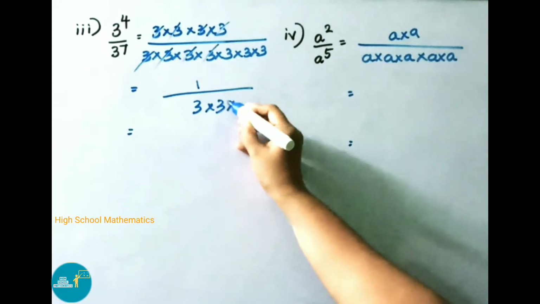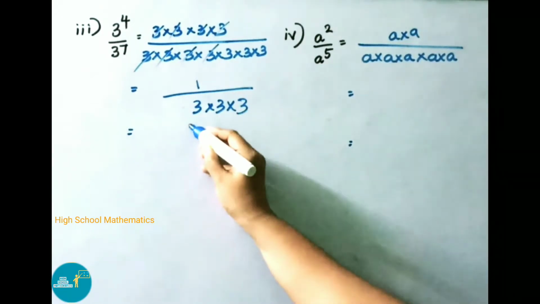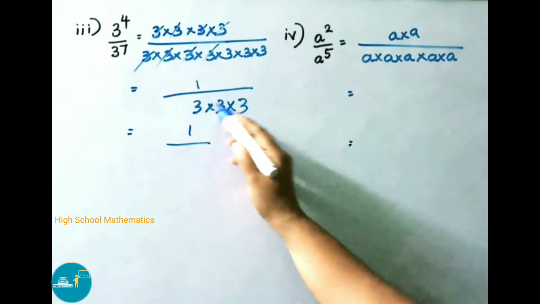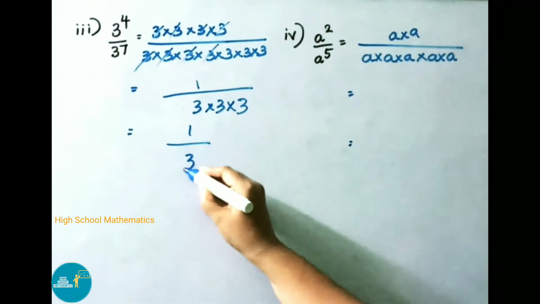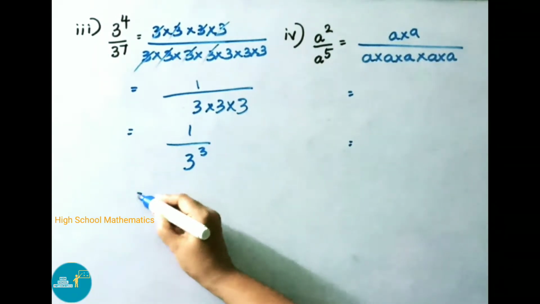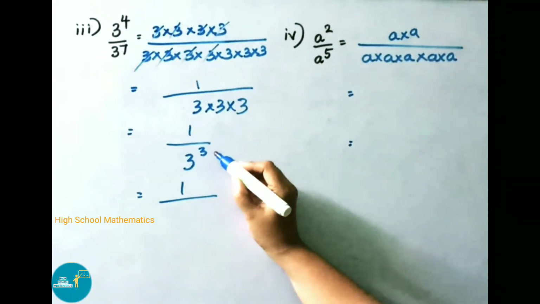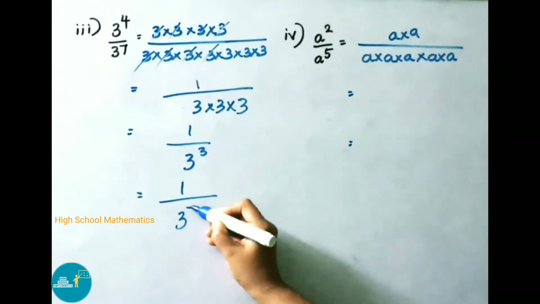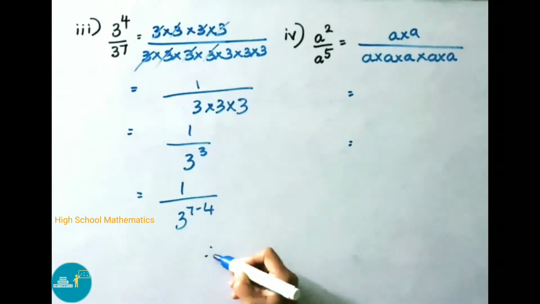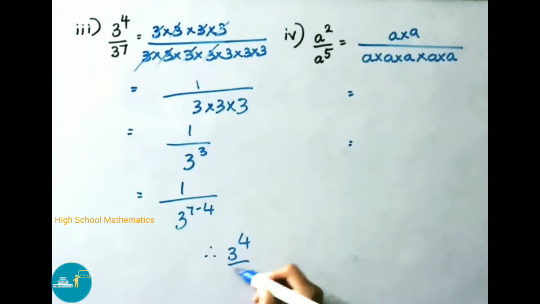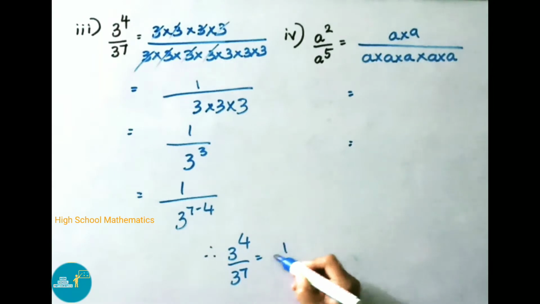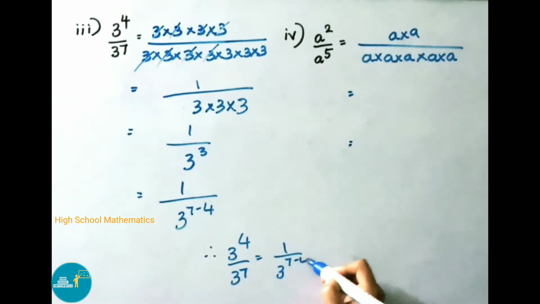Write down. That equals 1 by 3 multiplied 3 times, which can be written as 3 power 3. That equals 1 by 3 power, and the 3 can be written as 7 minus 4. Write down 3 power 7 minus 4. Therefore, 3 power 4 by 3 power 7 equals 1 by 3 power 7 minus 4.